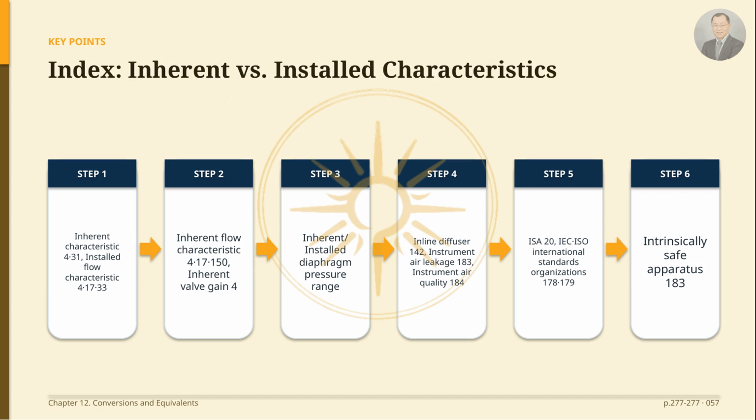This slide is a reference table organized to help you quickly distinguish between the inherent characteristics and installed characteristics of a valve. For example, the inherent characteristic, which refers to the properties of the valve itself, can be found on pages 4 and 31, while the installed flow characteristic, which refers to the properties after actual piping installation, is available on pages 4 and 17. Since the other items also have their corresponding pages specified next to each term, please use this table as a guide to find detailed definitions or standard specifications during the design or maintenance process.